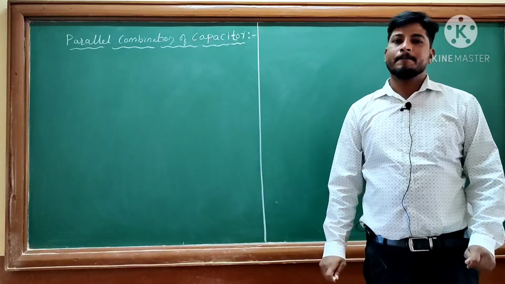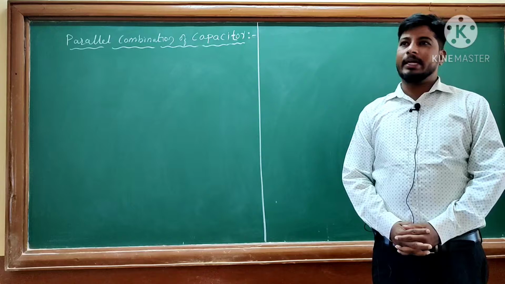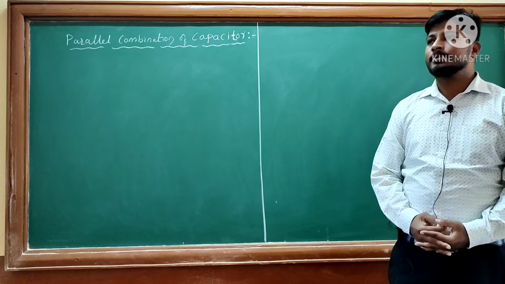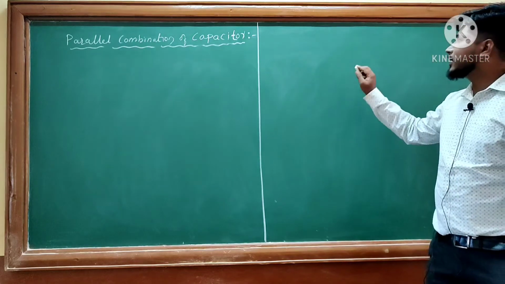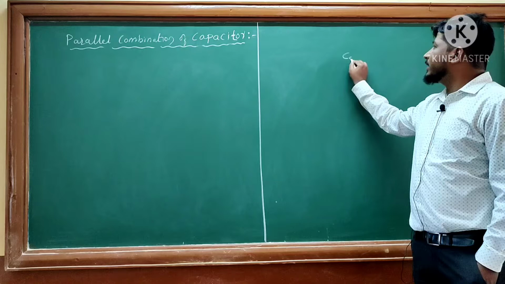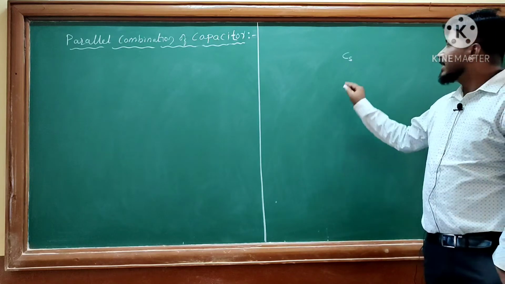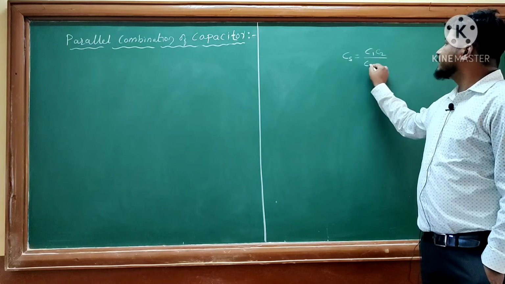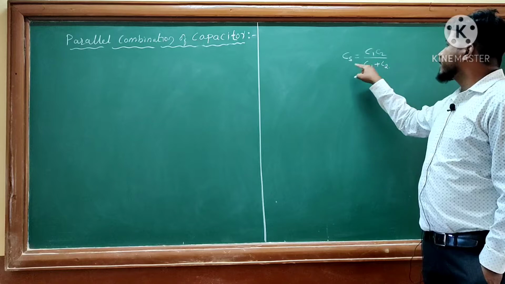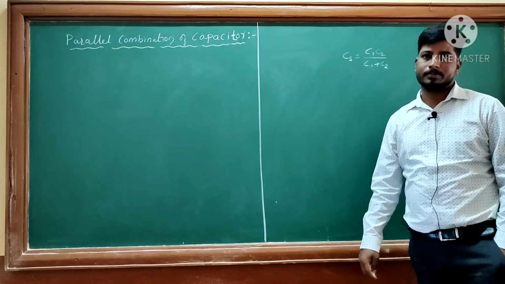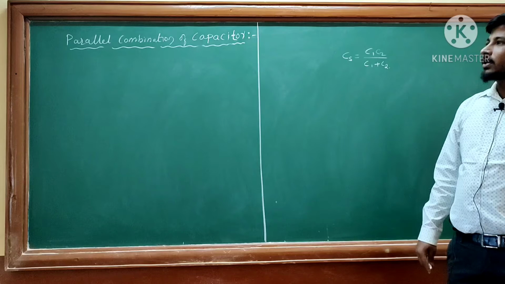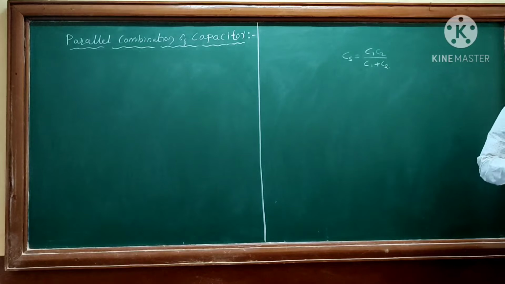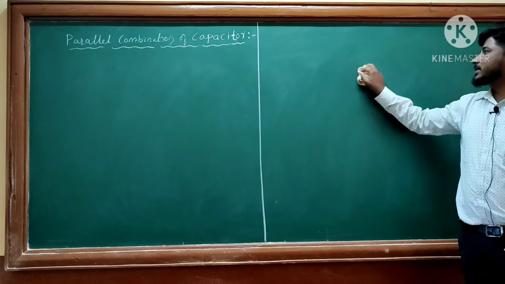Hello students, in the previous class we discussed the series combination of capacitors, and the expression for the effective or equivalent capacitance Cs is C1 into C2 divided by C1 plus C2. This is the expression we get. Today's class we will talk about another combination of capacitors, that is, the parallel combination of capacitors.